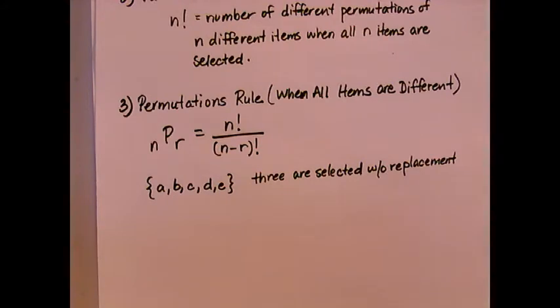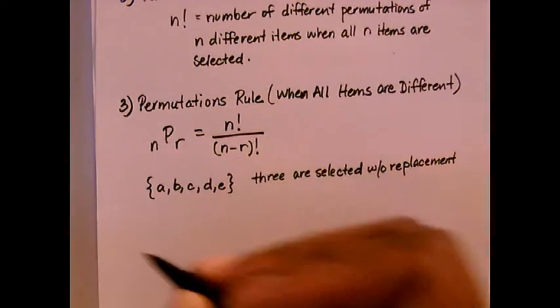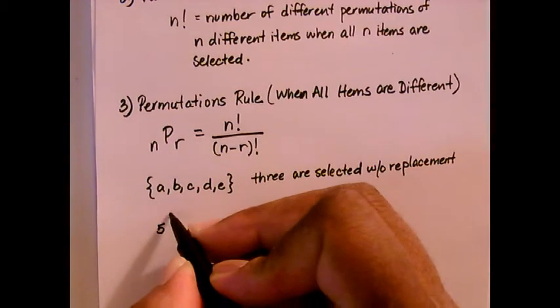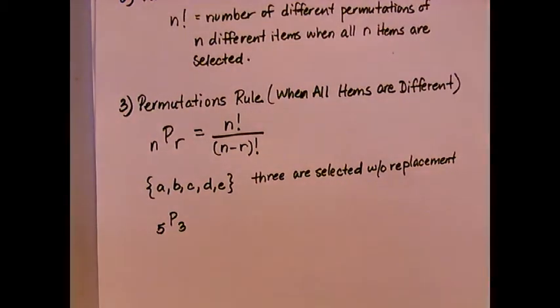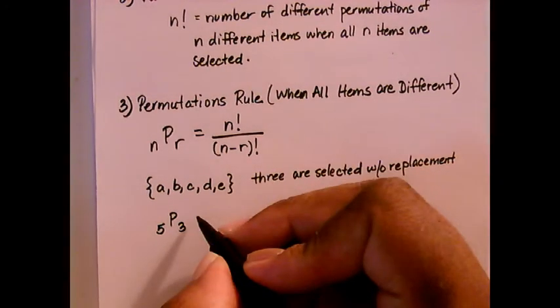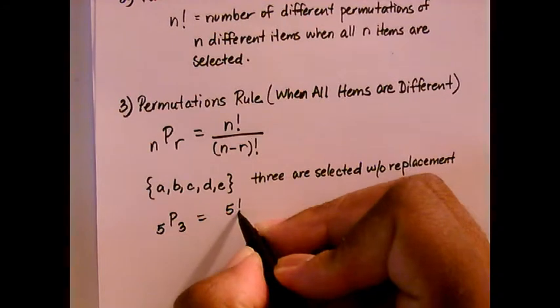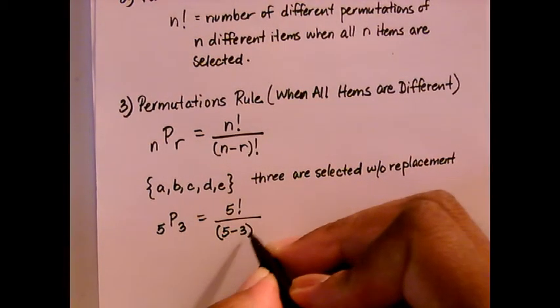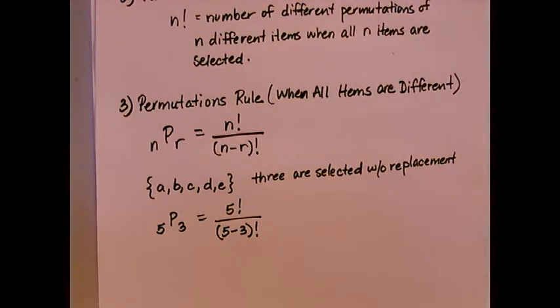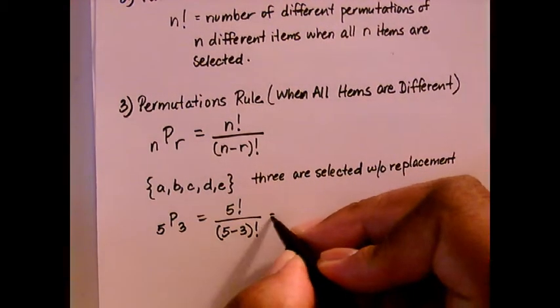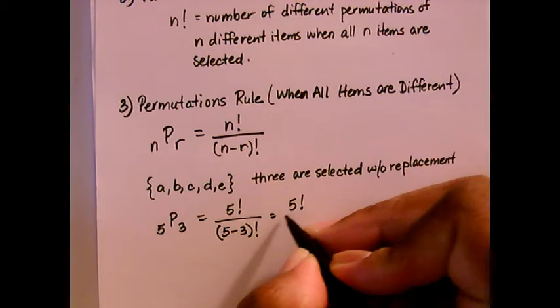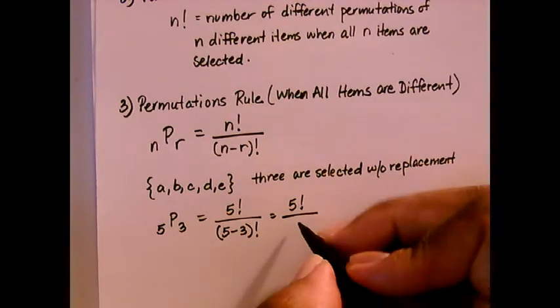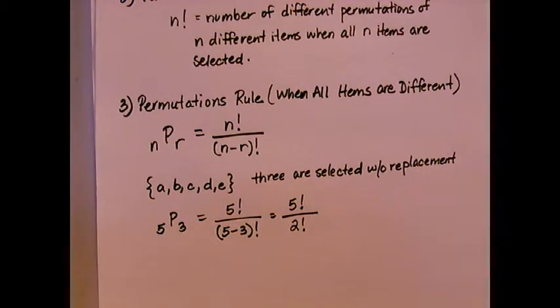So what we'll do here is the n is going to be 5 because there are 5 items available. 3 are chosen, so it'll be 5P3. And then we substitute our n with the 5, so it'll be 5 factorial divided by n minus r, which is 5 minus 3 factorial. Now, if I simplify this, 5 factorial would be the numerator. 5 minus 3 would be 2 factorial.